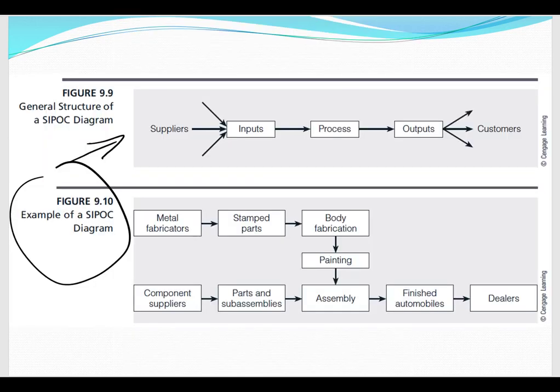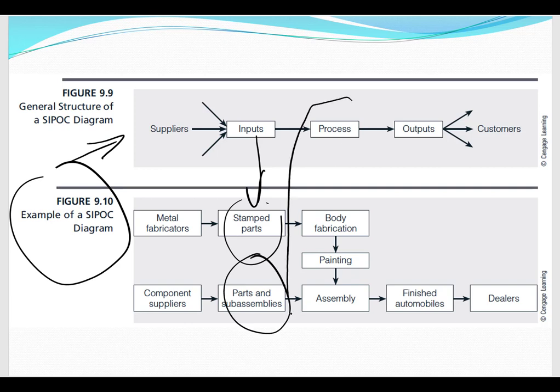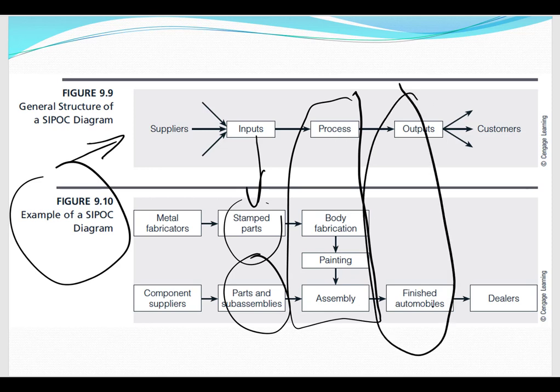Here is a SIPOC for a manufacturing company where the suppliers are the metal fabricators and component suppliers, the inputs are stamped parts and subassemblies. Then the process includes body fabrication, painting, and assembly. Outputs are the finished automobiles, and the customers are the dealers.